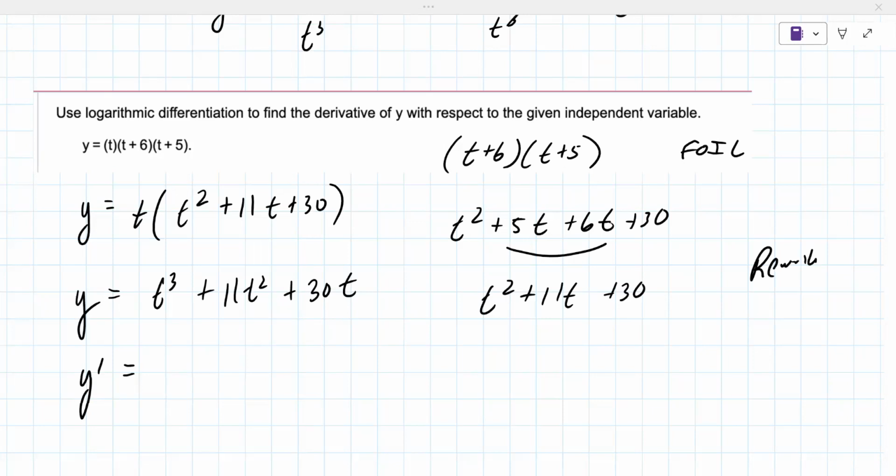I got 3t squared plus 11t plus... Oh, there was a square root. That's my fault. Square root is this one. Yeah. 11t.